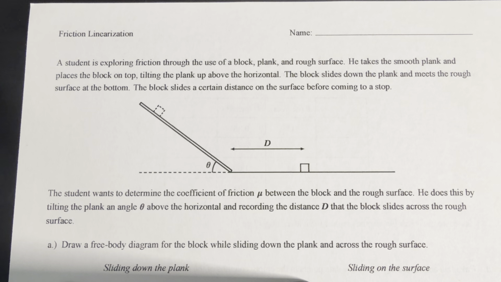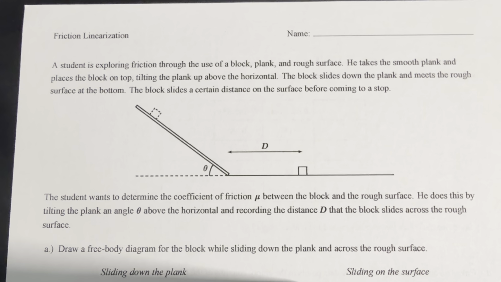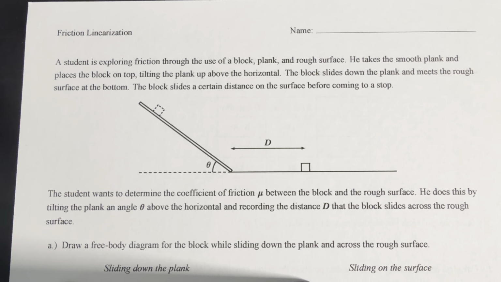All right, so I'm going to go over a linearization problem I wrote up and talk about how to linearize. A student is exploring friction through the use of a block, plank, and rough surface. He takes a smooth plank and places the block on top, tilting the plank above the horizontal, and the block slides down the plank, meets the rough surface at the bottom, and then slides a certain distance on the surface before coming to a stop.